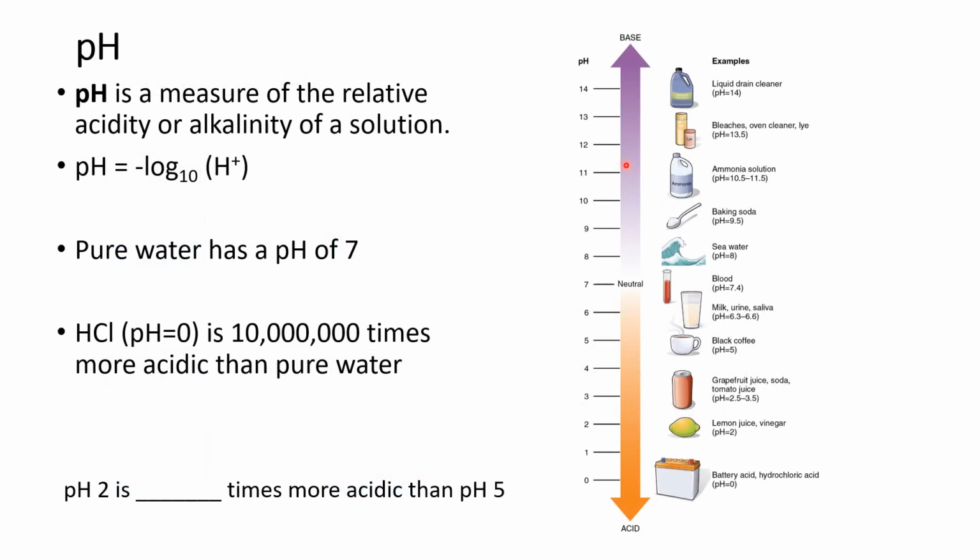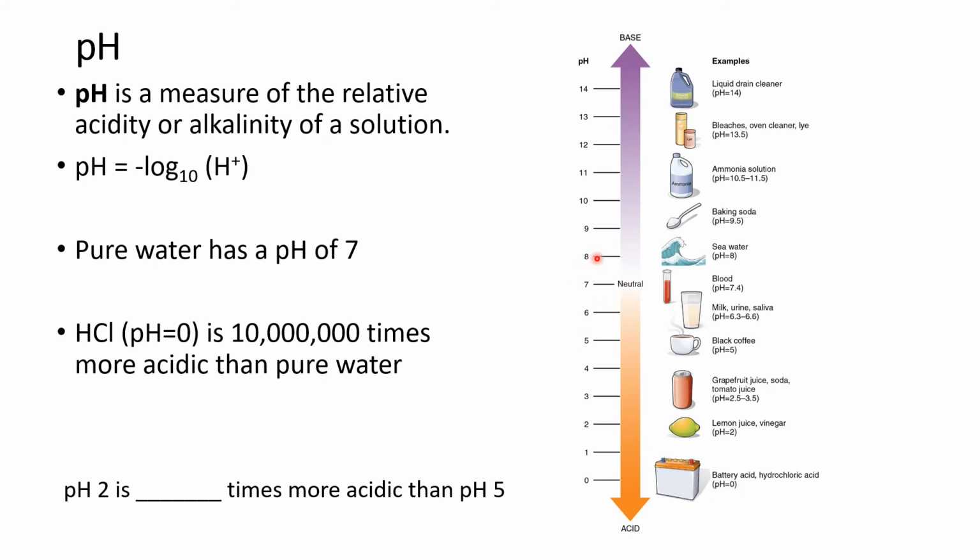Here is a pH scale. A pH scale measures how acidic or how basic or alkaline the solution is. Right in the center of the scale, number 7 is neutral. So distilled water, pure water, is neutral on the pH scale. Any number less than 7 is acidic. The lower the number, the more acidic the substance is. You can see battery acid is pH 0, which is as acidic as you can get.